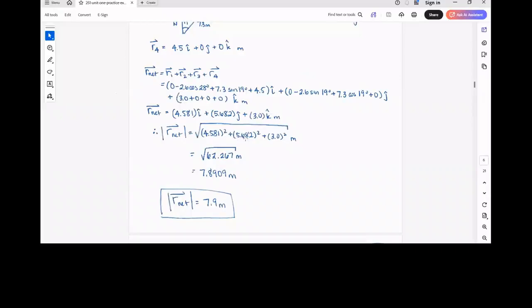It is positive 5.682 in the y direction. So to find the magnitude, I can square each of those components, add them together, take a square root. What I'm left with is 7.8909 meters, and here it's appropriate to apply sig figs. So 2 sig figs takes us to 7.9 meters.